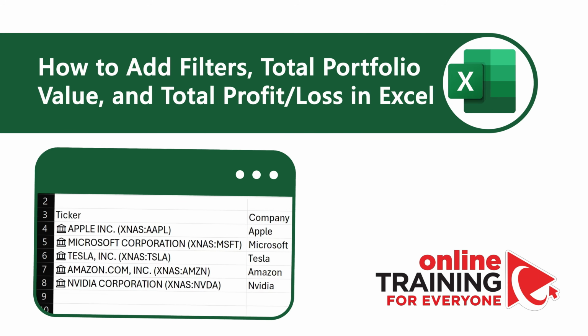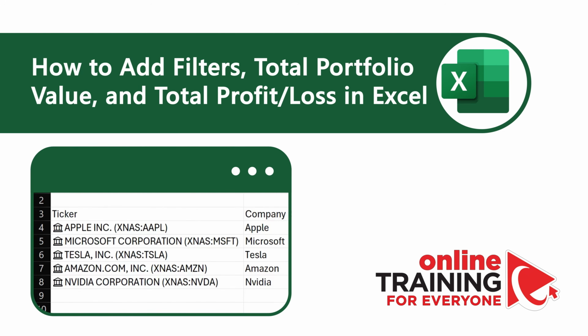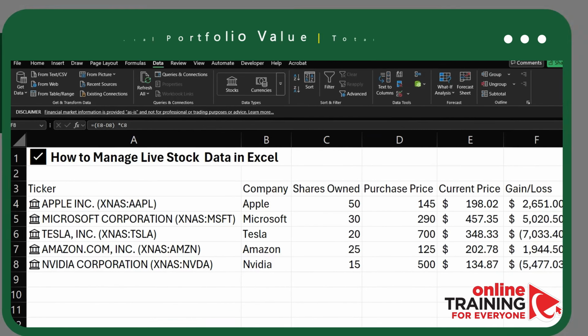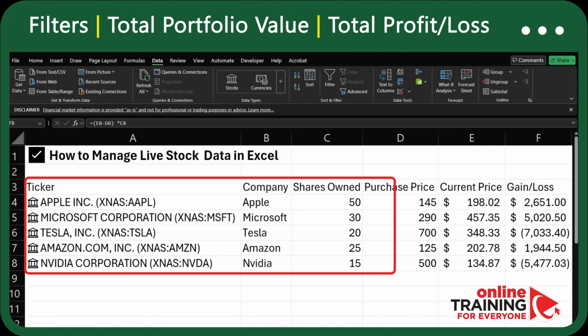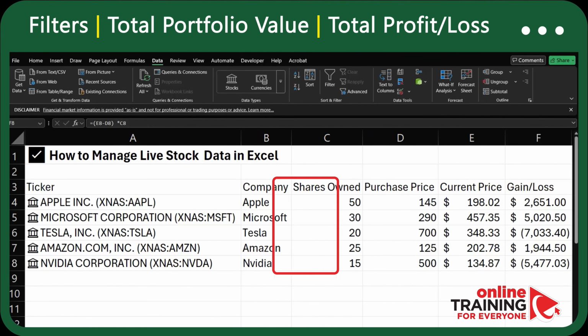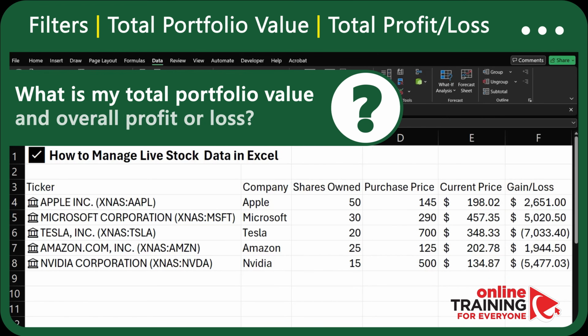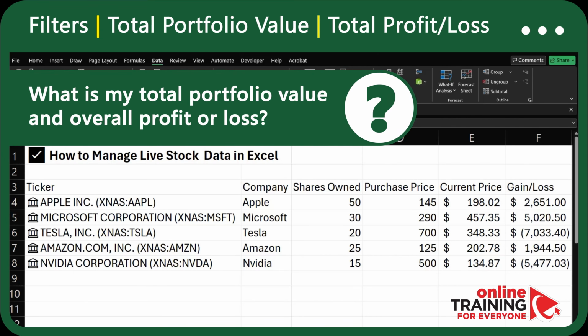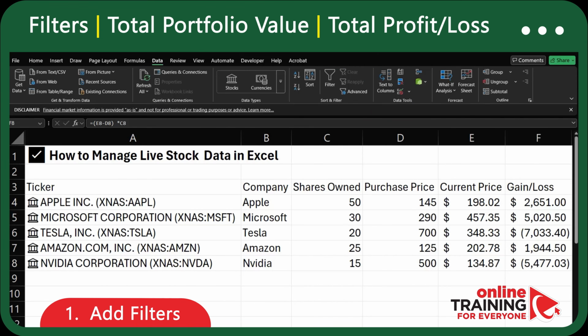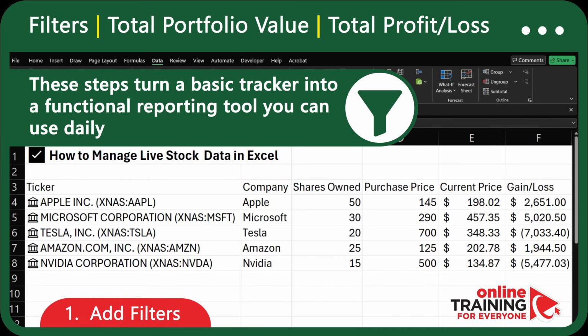A lot of times, you need to filter stock data, calculate the total value of your portfolio, and calculate profit and loss in Excel. We're working with a pre-built stock tracker that includes ticker symbols, company names, number of shares owned, purchase prices, and live current prices from the stock market. Now, we're going to take a step further and answer a core business question. What is my total portfolio value and overall profit and loss? We will also add filters to easily sort or focus on specific stocks. This step turns a basic tracker into a functional reporting tool you can use daily.